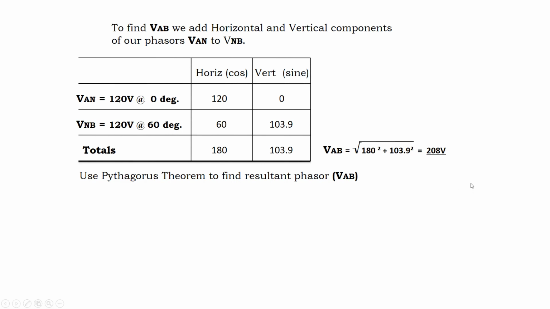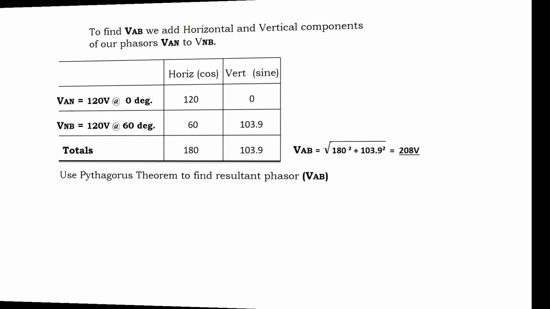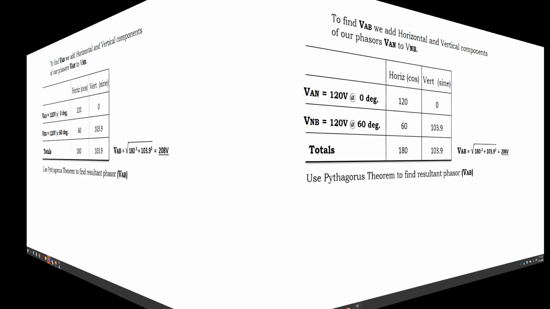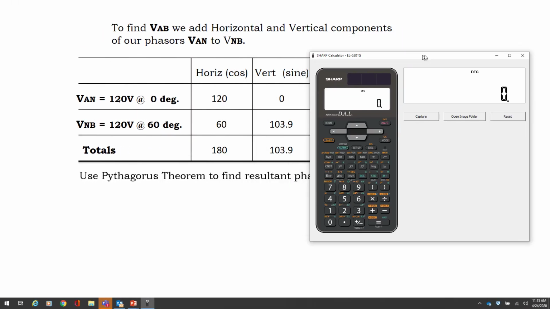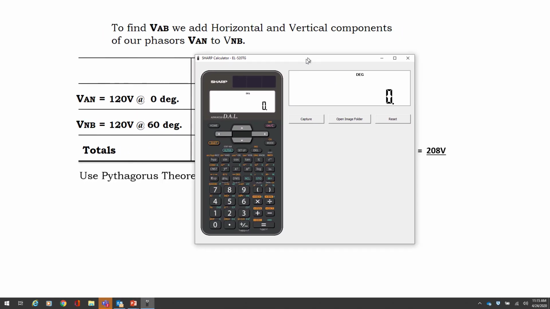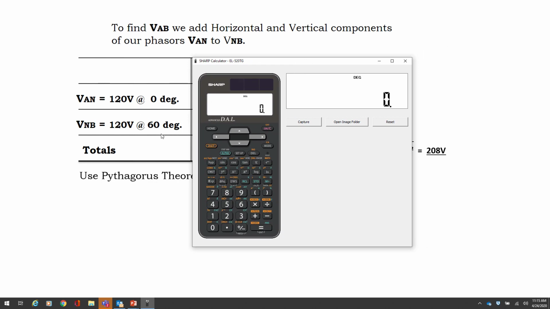So there is another method that I would like to use, and we will talk about how we can add these up with our calculator. Okay, so here's our calculator, and we have our two phasors right here that we want to add up. For this, I'm going to change the mode of my calculator, and I can enter these phasors in and add them up directly on my calculator.